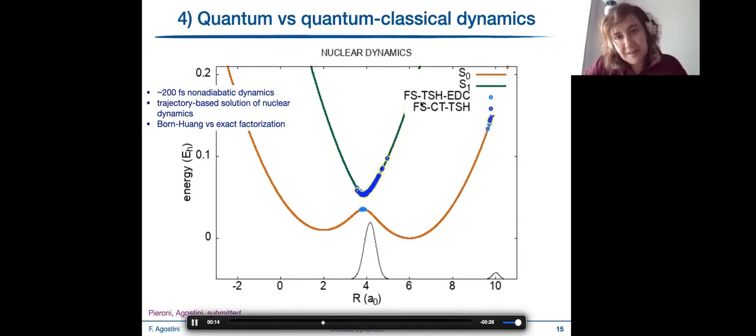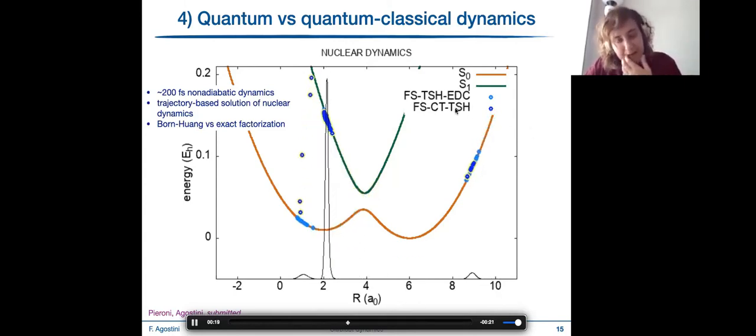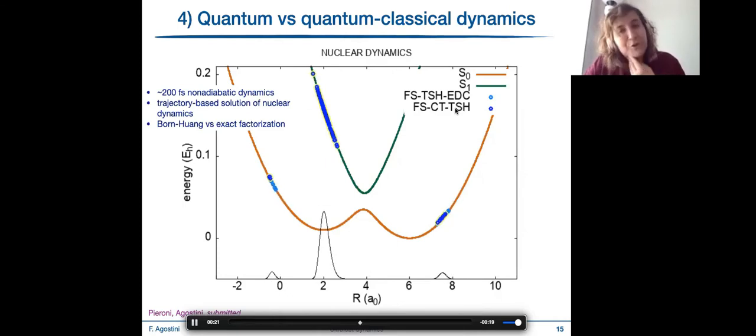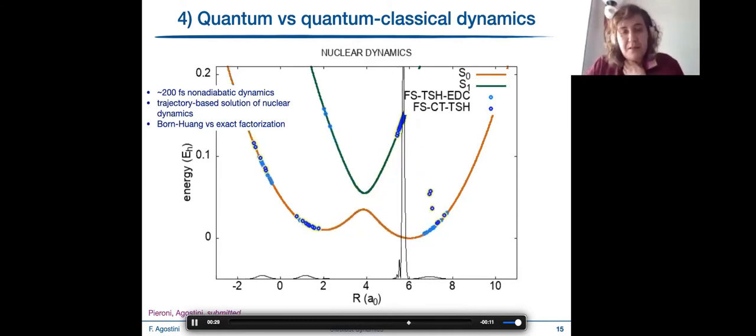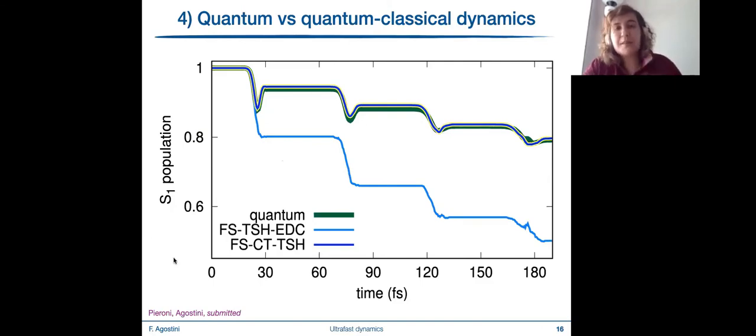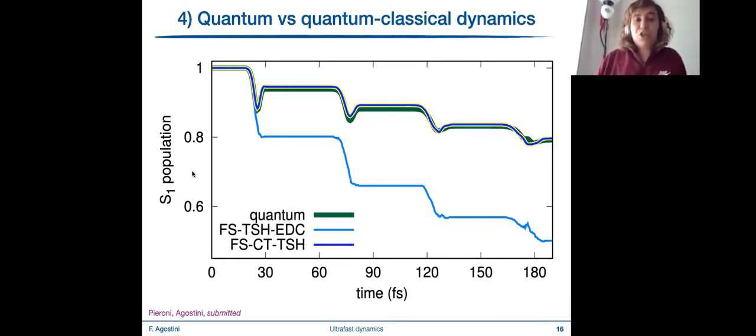And instead, in the light blue dots, they are propagated by a different version of surface hopping, using coupled trajectories and the fewest switches algorithm derived from the exact factorization. And now we can look at some electronic properties. For instance, here I calculate the population of the excited state.